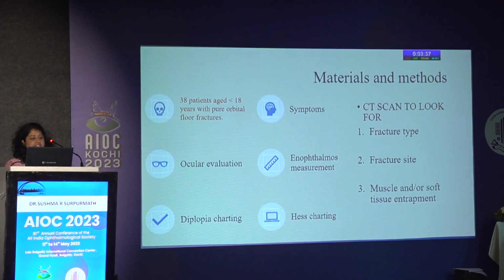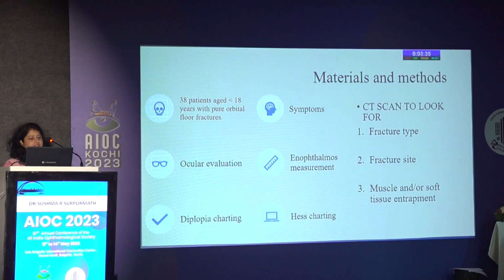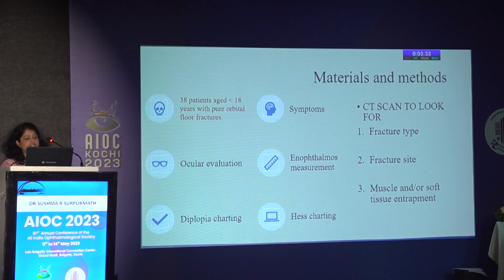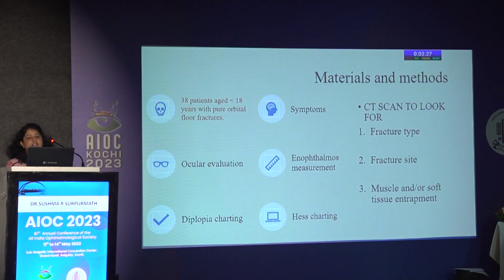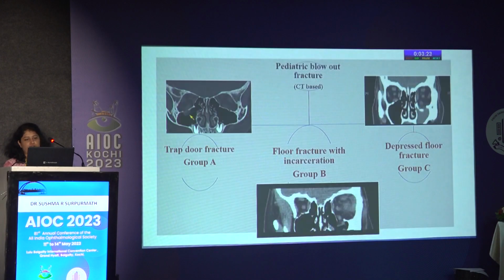A total of 38 patients aged less than 18 years with pure orbital floor fractures were included. Their signs, symptoms, ocular evaluation, diplopia charting, enophthalmos measurement, and Hess charting were done. CT scan was done to look for fracture type, site, and muscle or soft tissue entrapment. We divided pediatric blowout fractures based on CT findings as group A, trapdoor fracture; group B, floor fracture with incarceration; group C, depressed floor fracture.